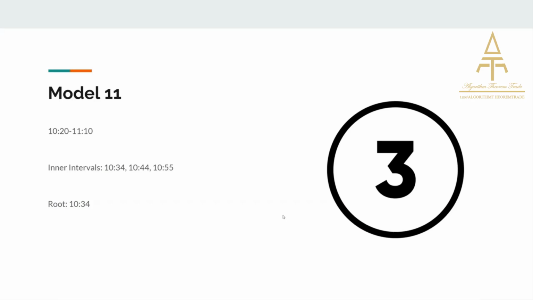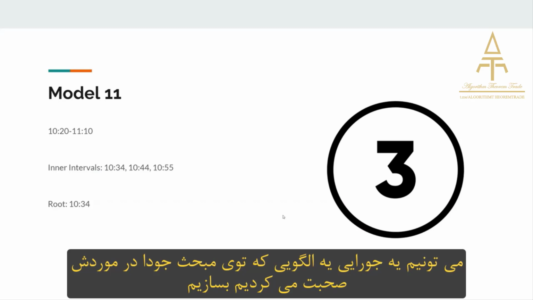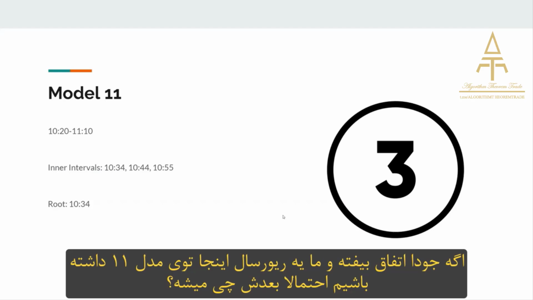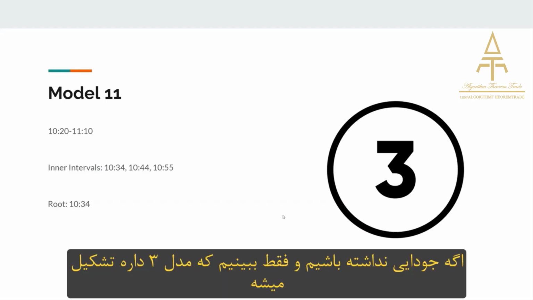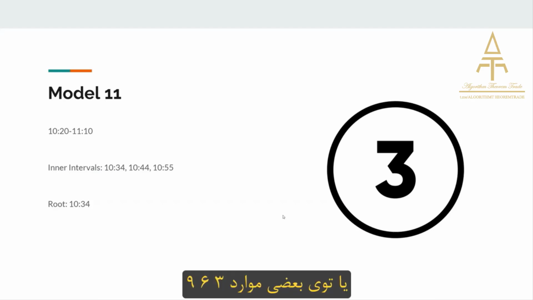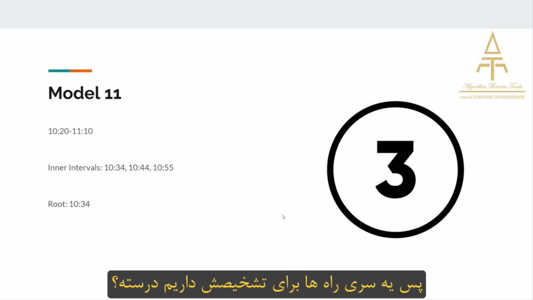But if 3 takes place, Model 11, we can sort of begin to create a pattern as we talked about in Judas, right? If Judas occurs and we see a reversal here, Model 11, what's likely to take place next? Model 1001, 139. If we see no Judas and we see just Model 3 take place, then at that point we can expect 397 or in some cases 369. So there's ways to distinguish it, right?